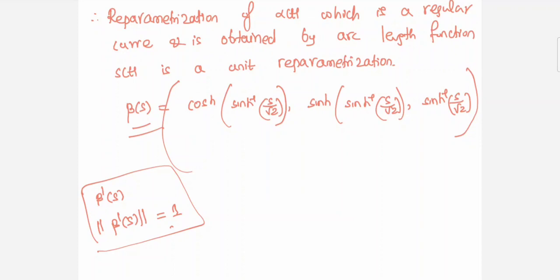It's about examples on velocity, speed, arc length function and unit speed reparameterization of curves.